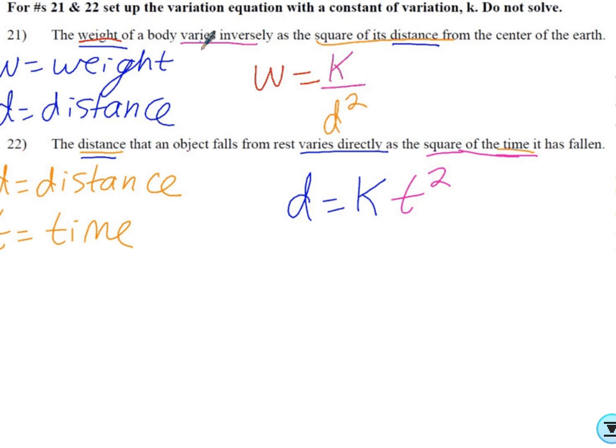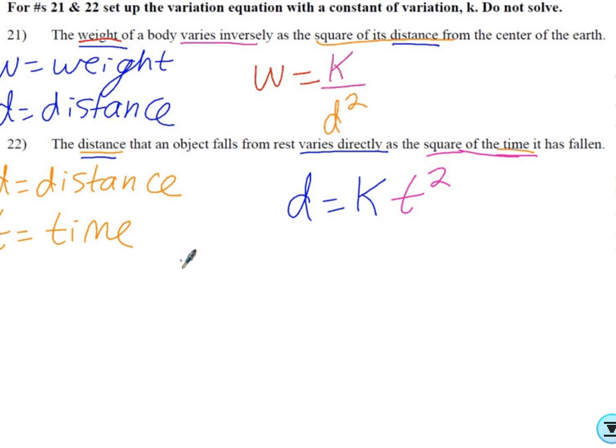So I said the weight varies, so that's W equals K. And then inversely means we're dividing by the square of the distance. I call the distance D. Square of the distance is D squared. So W equals K divided by D squared.